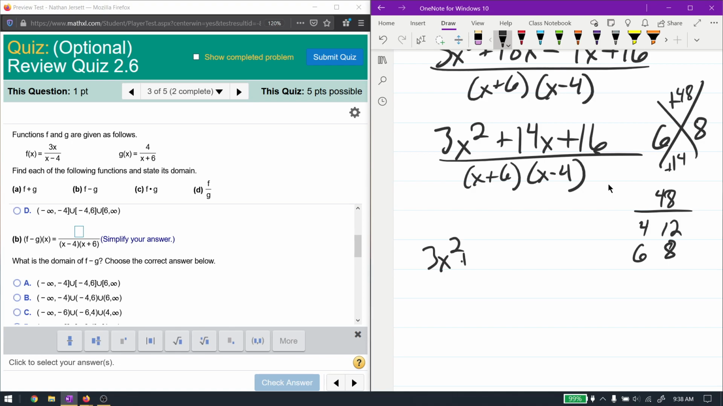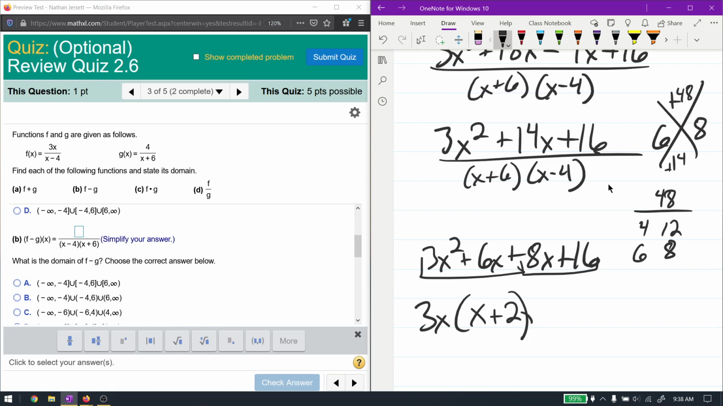3x squared plus 6x plus 8x plus 16. I'm just kind of skipping forward a few steps. You can do this faster and faster the better you get at it. First two terms, second two terms, so we get 3x from the first two, gives me x plus 2. And then from the second two, we get positive 4.